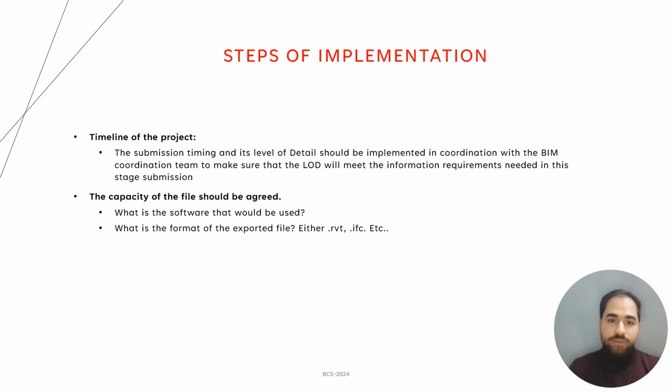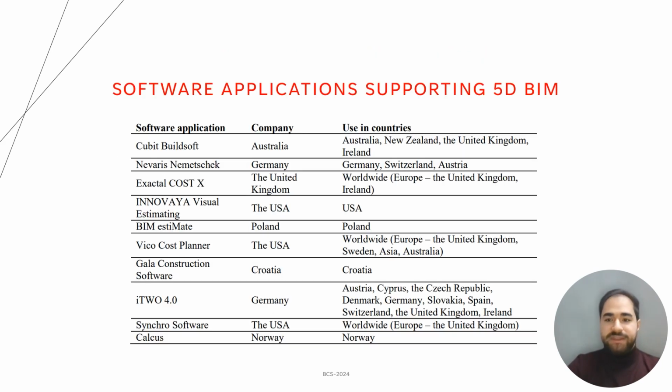Mainly in the commercial part, the correct one is to use the IFC 2x3. But whether you are working on RVT or IFC or whatever the software or the format, it should be implemented and written in the BIM execution plan. These are some of the software applications that support the 5D BIM, like BuildSoft, Navisworks, Synchro, CostX, whatever software will be used. All of these and a lot of other software support the 5D BIM process.